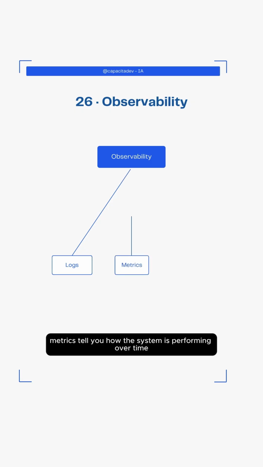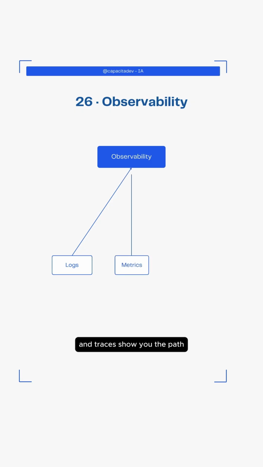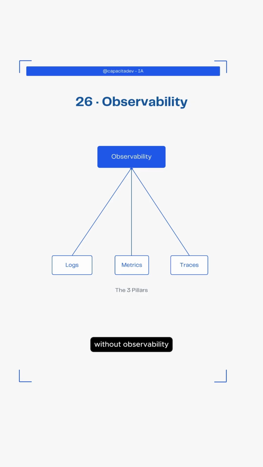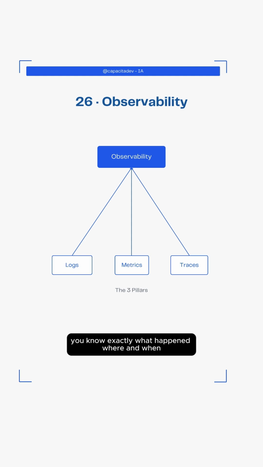Metrics tell you how the system is performing over time. And traces show you the path a request took through every component. Together, these 3 give you a complete picture. Without observability, when something fails in your agent, you're guessing. With it, you know exactly what happened, where, and when.